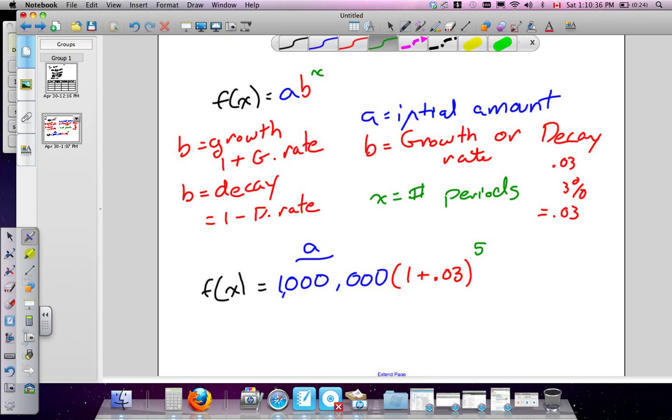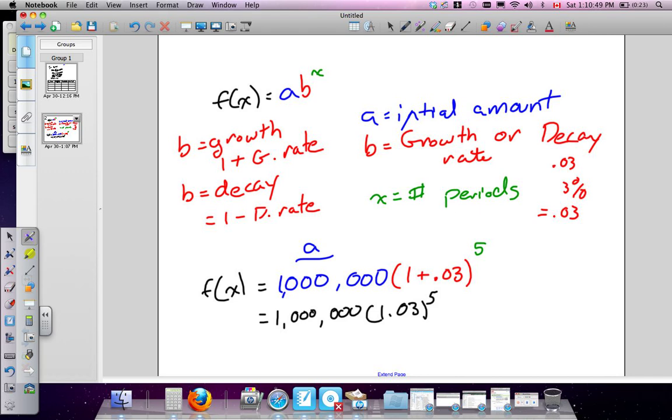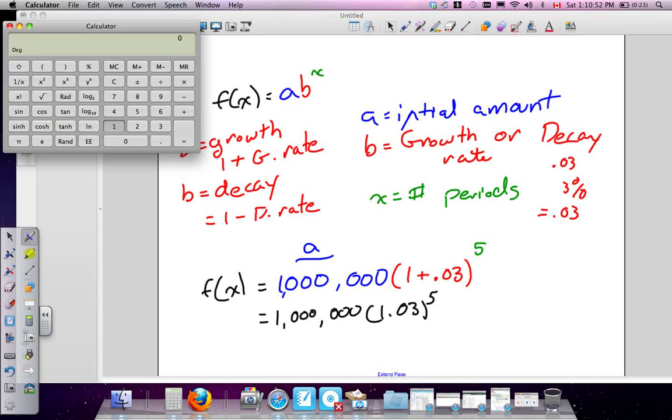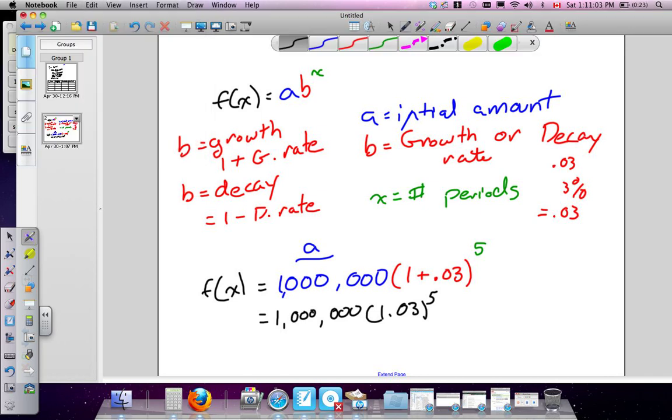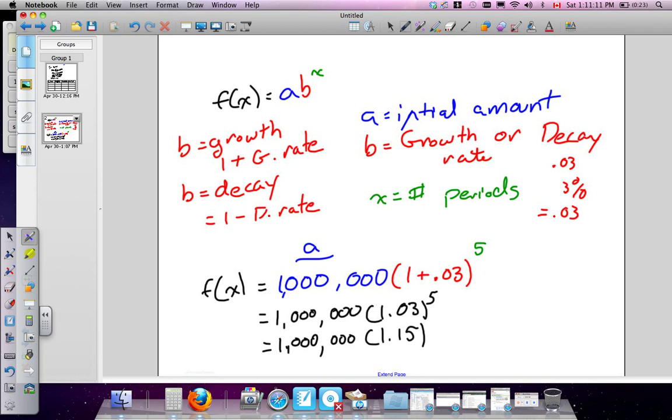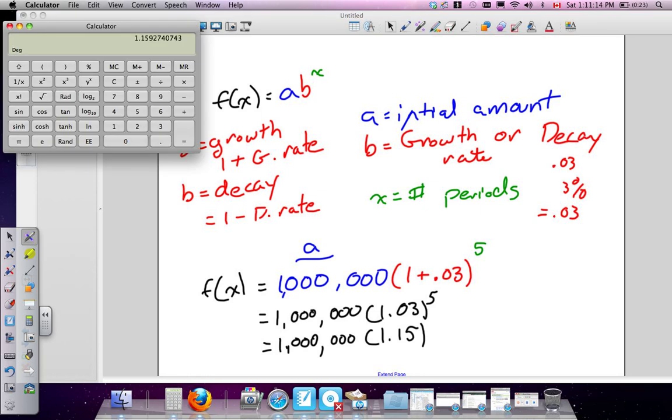Now, technically, this isn't the right math formula for it, but all we have to do is simplify. So f of x is $1 million times 1.03 to the power of 5. Let's get our calculator. 1.03 to the power of 5 equals about 1.15. Let's just double check. Yeah, that's good enough. We'll just round it for now.